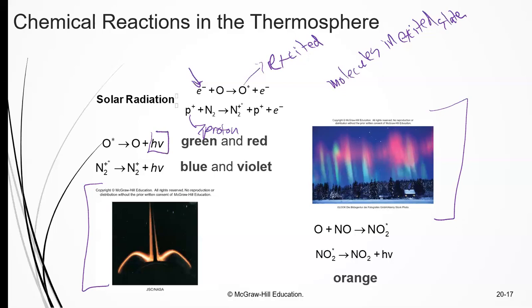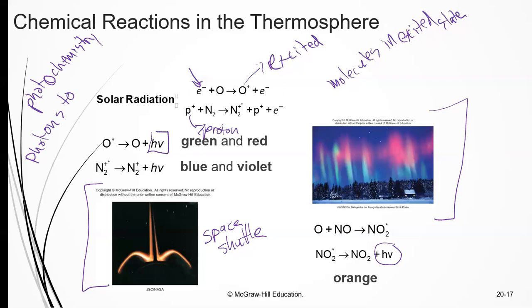And this is actually the back of a spaceship. This is the space shuttle. And that glow that we see is nitrogen monoxide releasing photons as it goes from that excited state down. So this is all photochemistry, because we're using photons to drive reactions or the reactions are producing them.